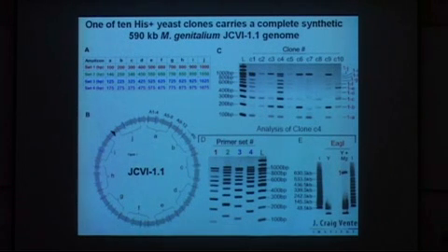Not to show everything that's in the poster, but just to give you some idea of what's going on. The way this was done was to pick a number of colonies carrying the His marker that's on the yeast vector, and 10 colonies were analyzed. We have PCR markers shown by the colored lines that are spaced all around the genome, and in every one of the cassettes, more than one in every one of the cassettes.